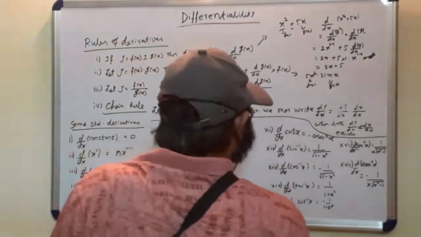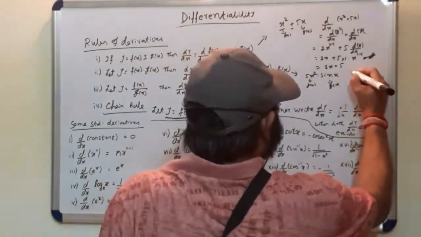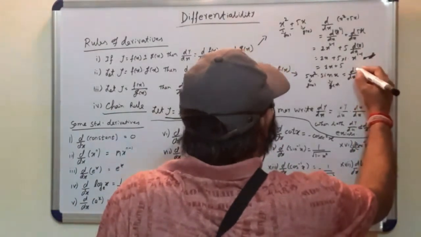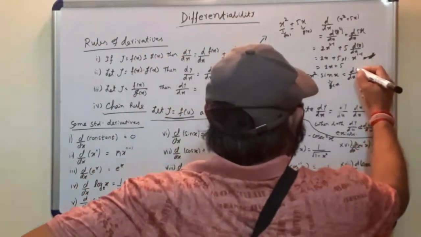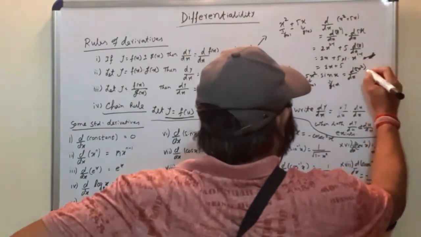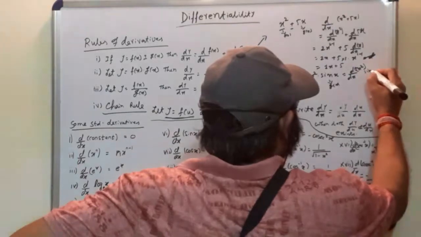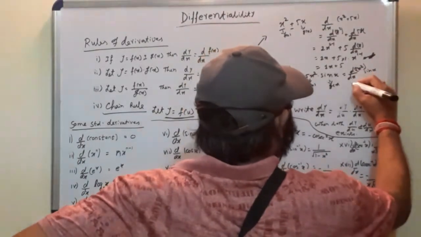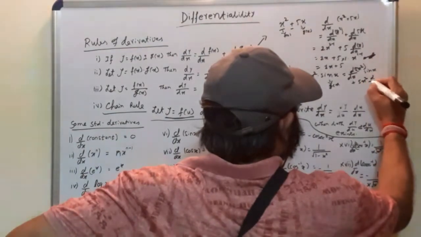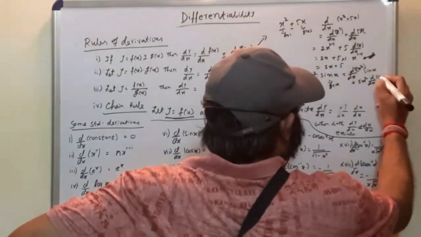Now, what would be the derivative? It would be equal to d/dx of the first function, that is 5x² into sin x, with the second function kept as it is, plus the first function 5x² as it is and d/dx of sin x.